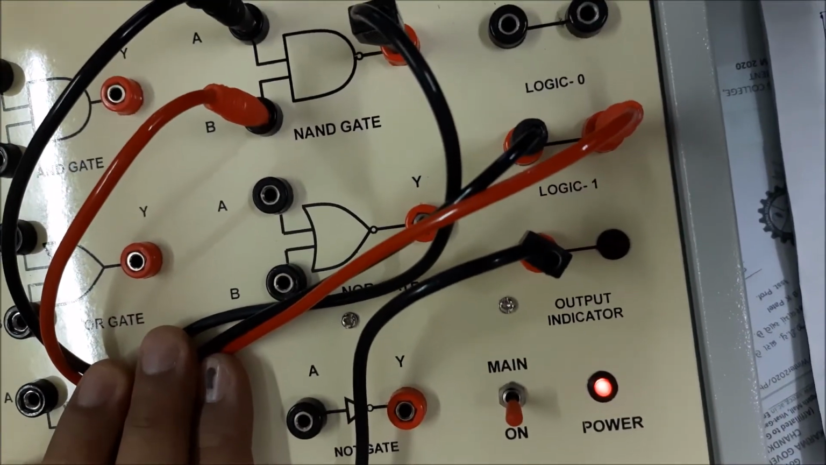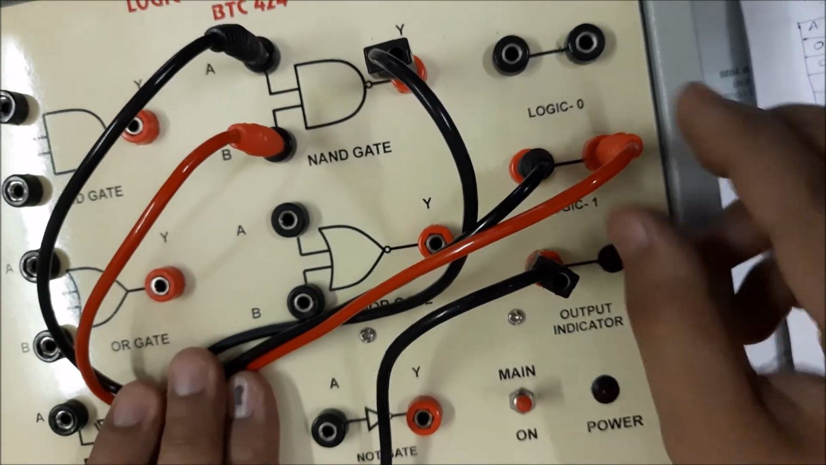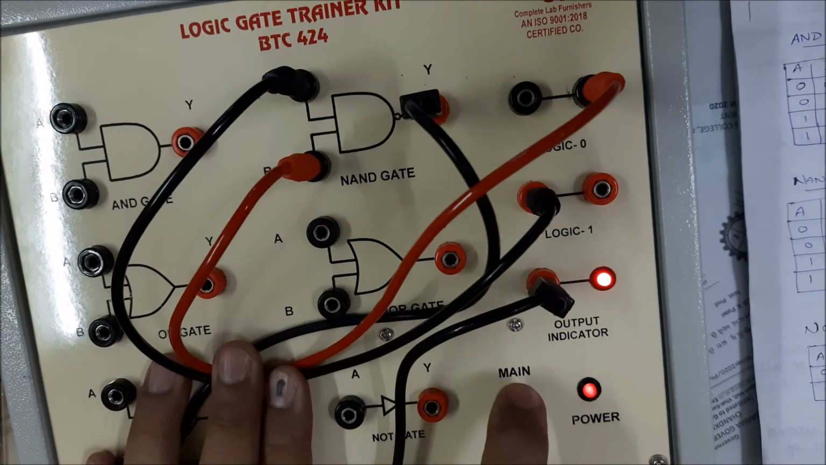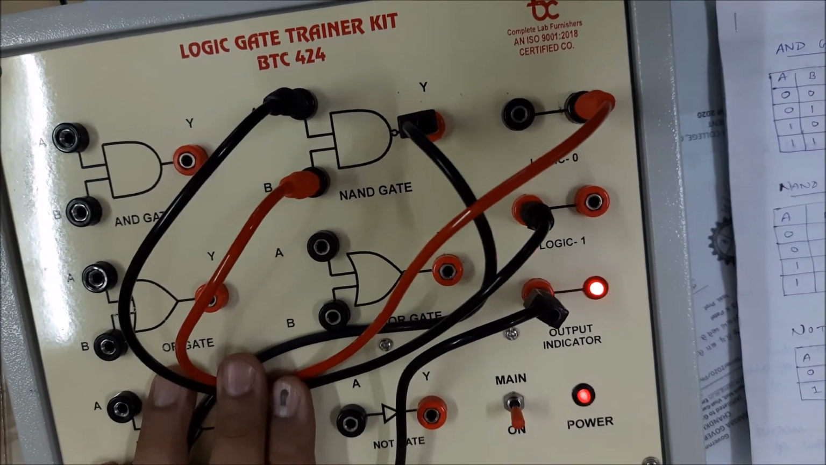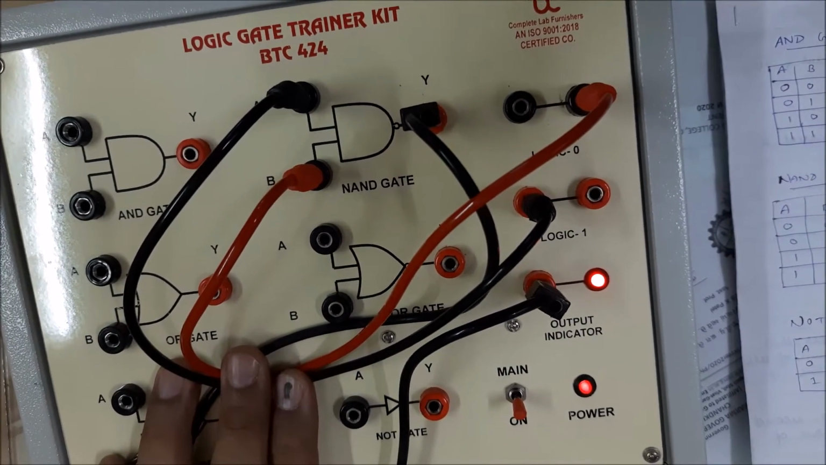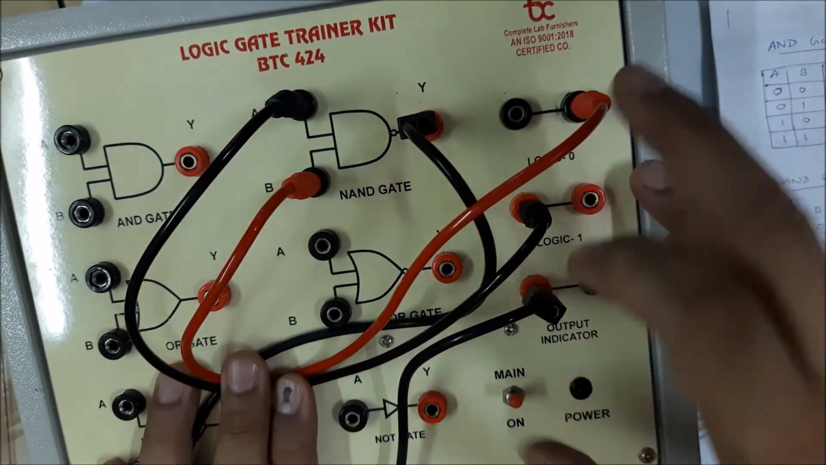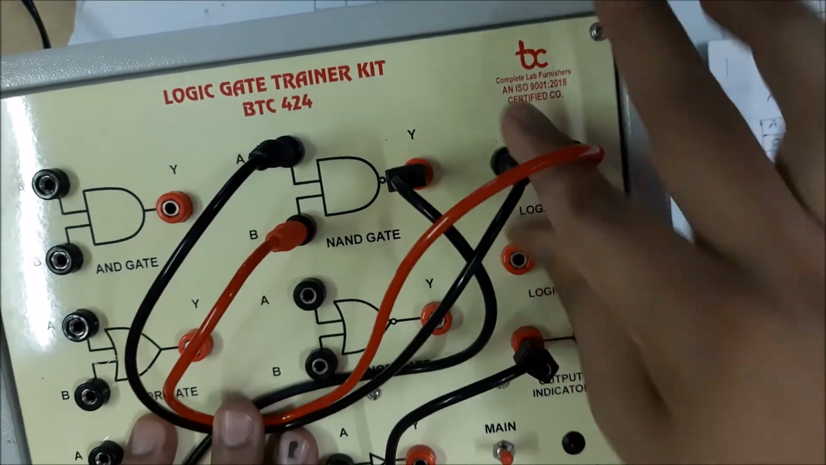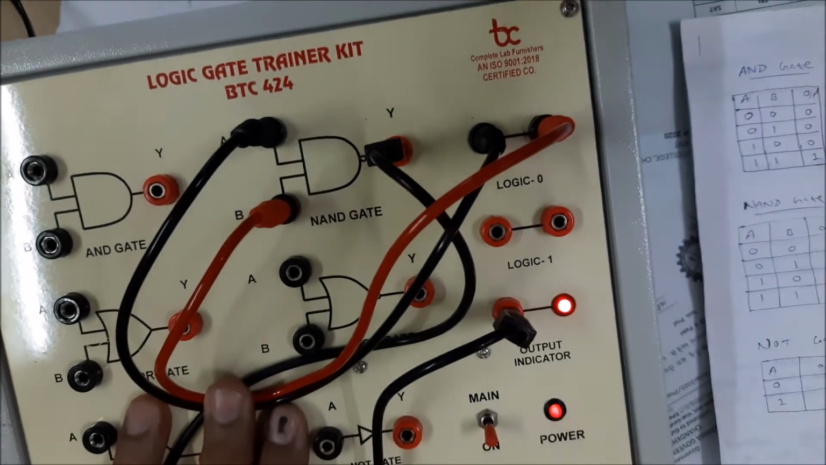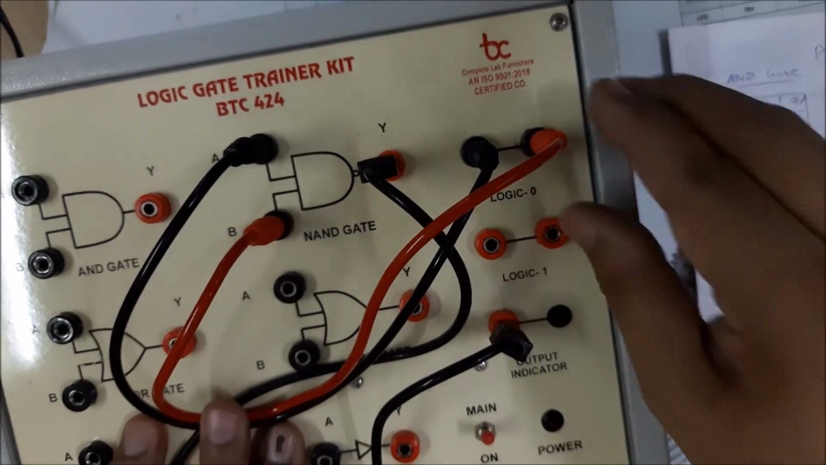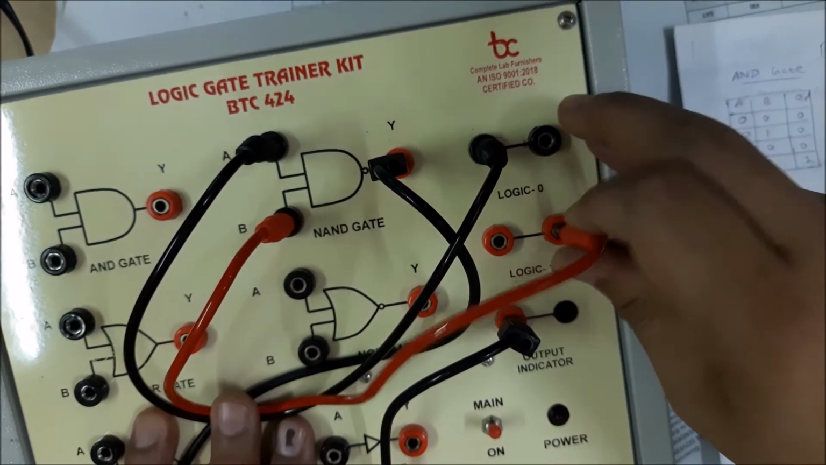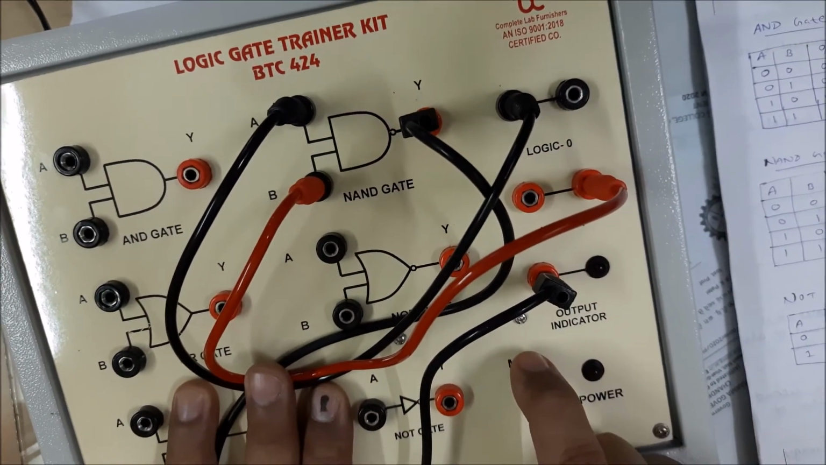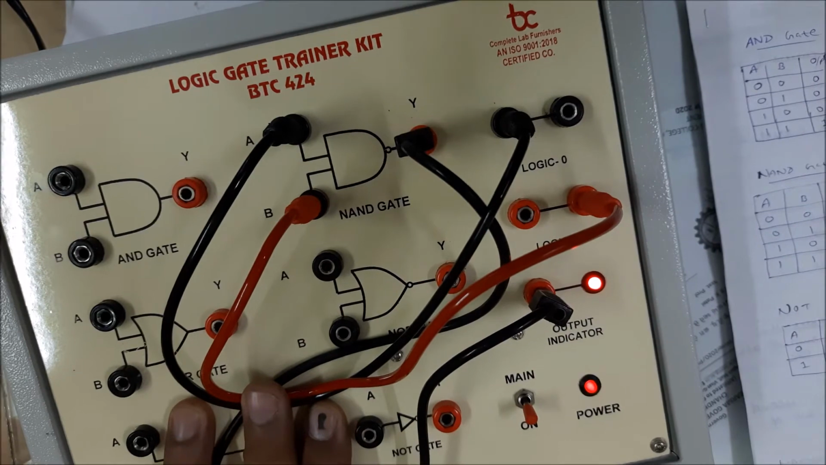Output indicator shows 0. But if any of the inputs I change to 0 and switch on, then it gives me logic 1 as output. Further, if I change both inputs to 0, again I will be getting 1 as output. If I keep input B as logic 1 and input A as logic 0, again I am getting the same output as 1.